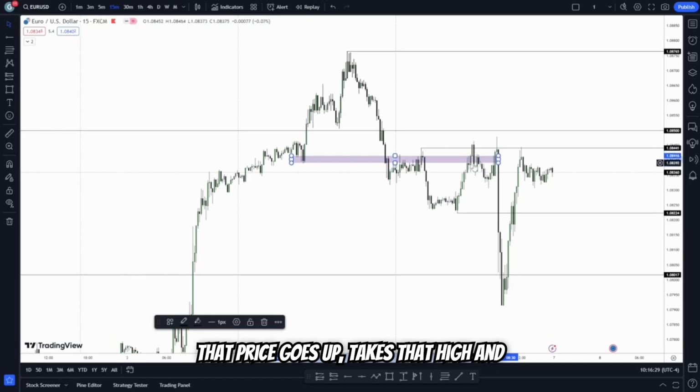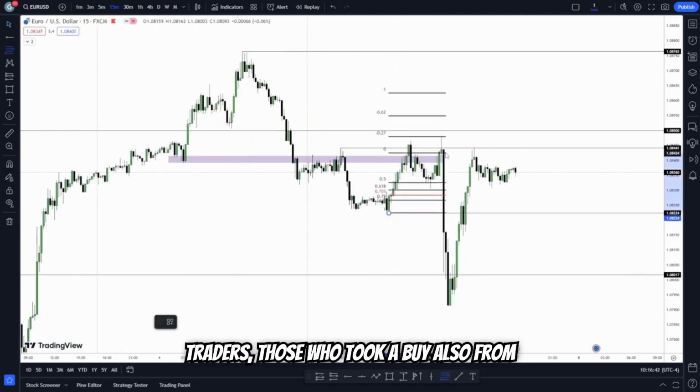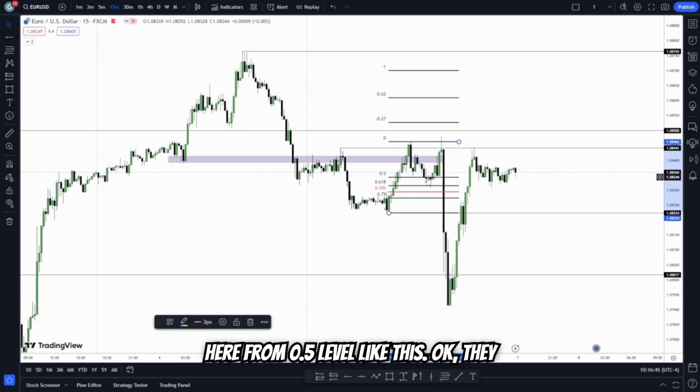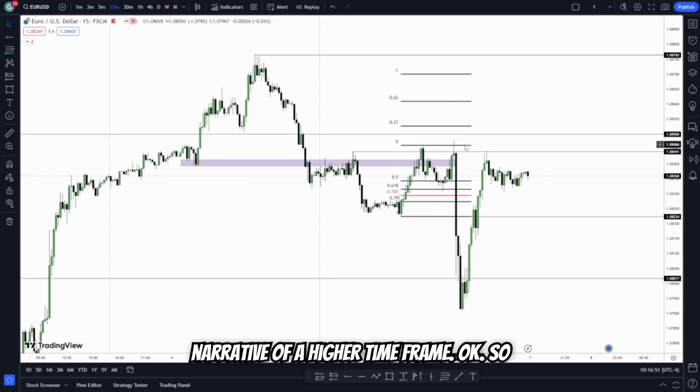Price goes up, takes that high, and then it starts to fall. And then there was this 8:30 news or something, it went one more time, took that high, and then it starts to fall. Okay, so now there will be some traders who took a buy also from here from the 0.5 level. They took a buy because they saw this bullish engulfing, but no, you should know the narrative of a higher time frame.